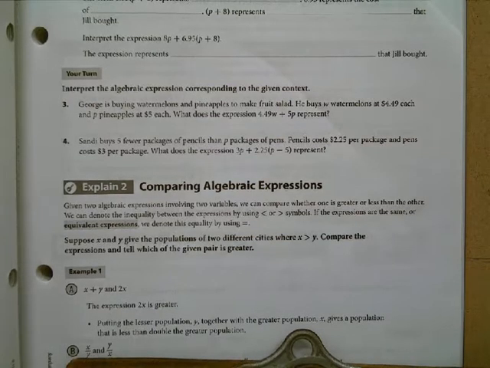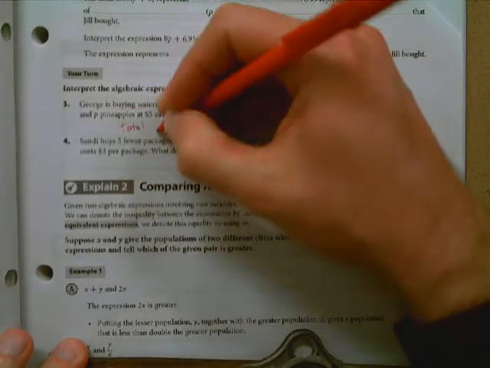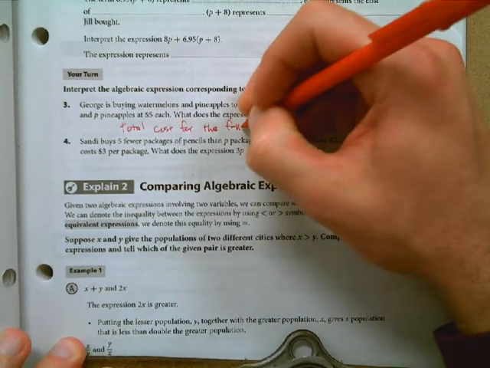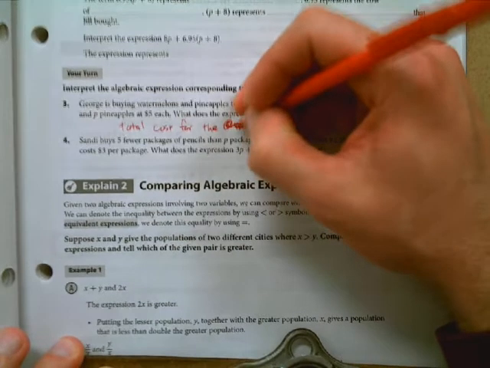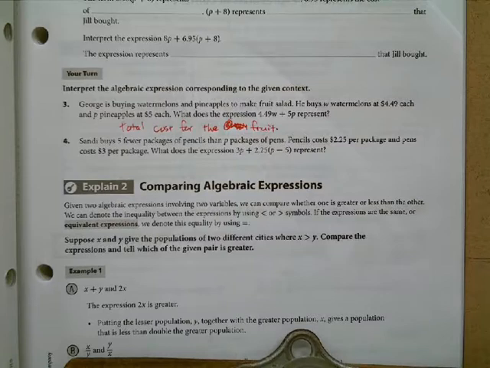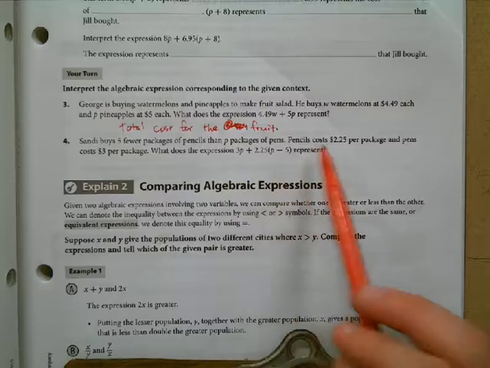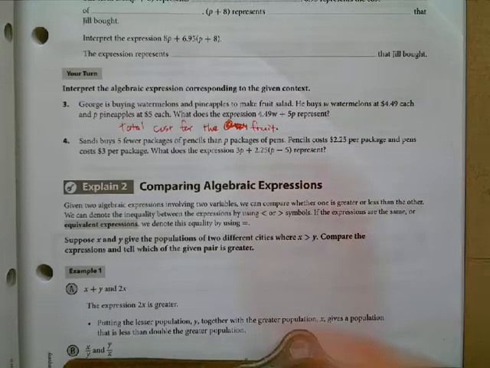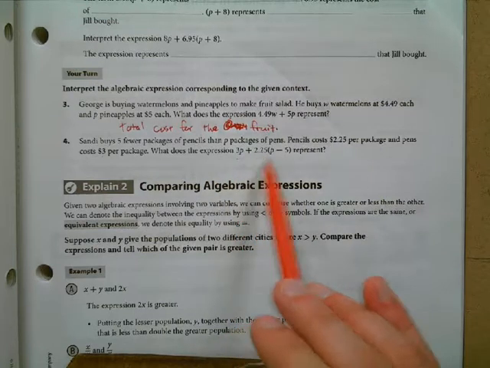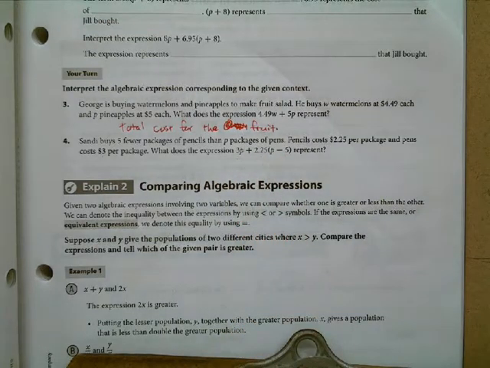Sandy buys 5 fewer packages of pencils than P packages of pens. Pencils cost $2.25 per package, and pens cost $3 per package. What does the expression 3P plus $2.25 times (P minus 5) represent? What's this? Pens cost $3 per package, pencils cost $2.25 per package. So what is this expression going to give us? Yeah, total cost for the pens and pencils.